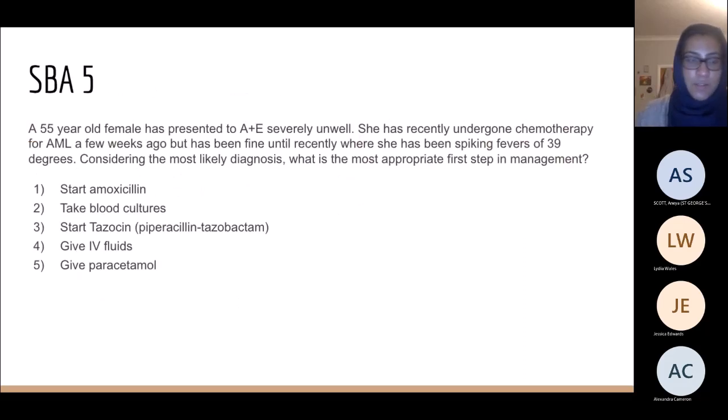Next SBA, we're nearly done. A 55-year-old female has presented to A&E severely unwell. She has recently undergone chemotherapy for acute myeloid leukemia a few weeks ago, but has been fine until recently, where she has been spiking fevers of 39 degrees. Considering the most likely diagnosis, what is the most appropriate first step in management? Give you guys about 30 seconds to answer that question.